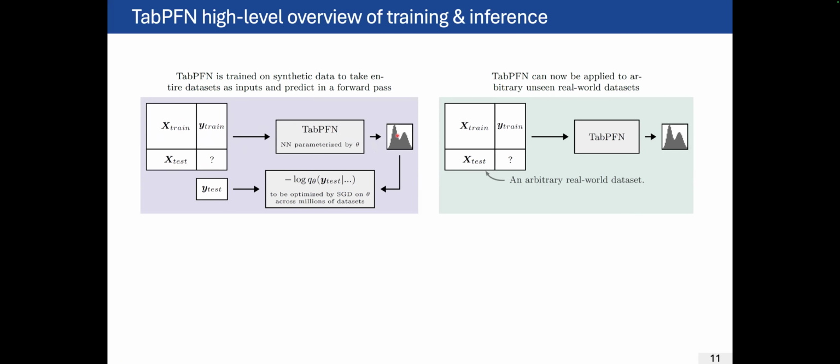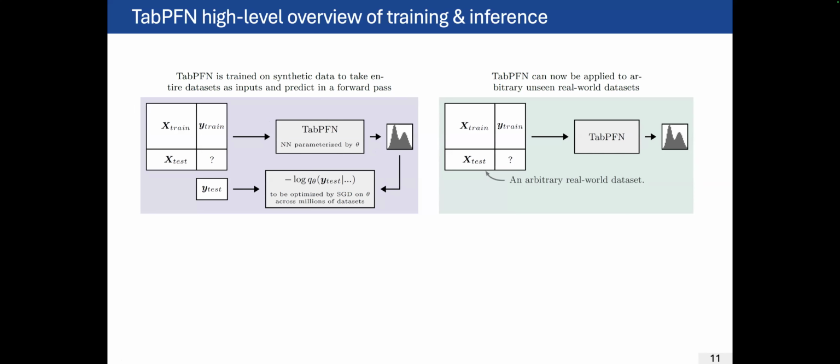TabPFN makes predictions here, these multimodal predictions for the Y-test. And then we take the real Y-test and look at how likely it actually is under the prediction. Then we backprop that, update the parameters theta of our TabPFN, and then iterate. So for one data set, we only have one backprop stage rather than a backprop stage for every data point. Then we sample a new data set and do this again and again, actually hundreds of millions of times. So we need hundreds of millions of data sets.